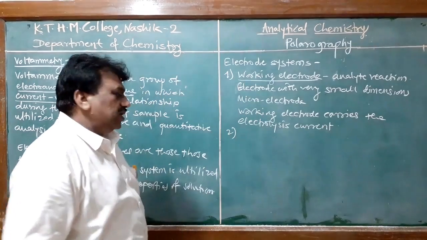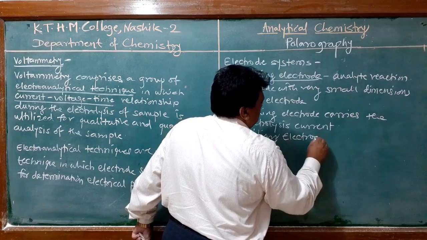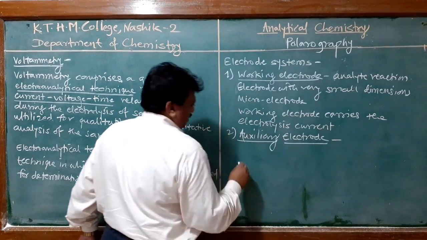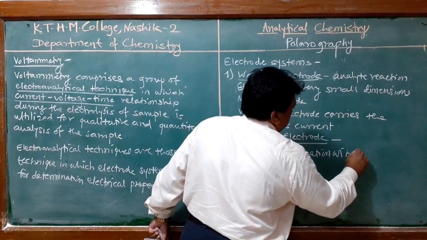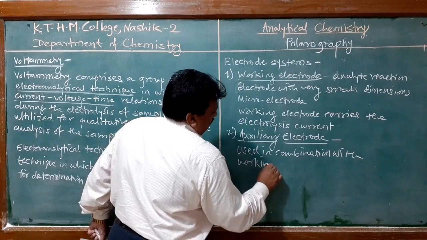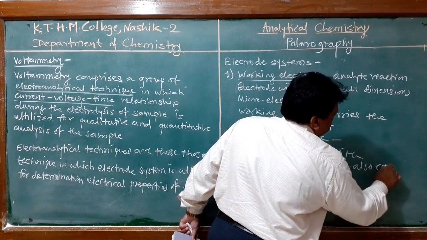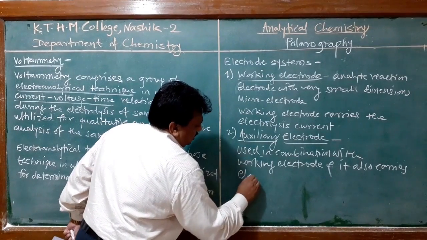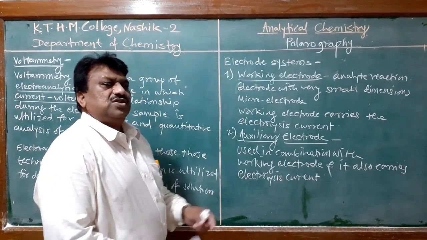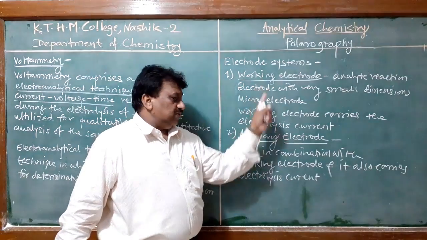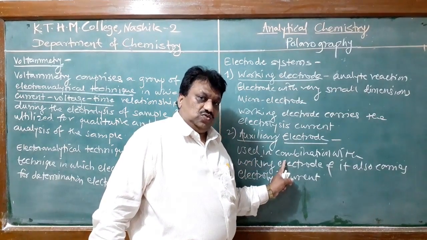The second electrode is known as the auxiliary electrode. The auxiliary electrode is used in combination with the working electrode, and it also carries the electrolysis current. But the dimension of this auxiliary electrode is very large compared to the working electrode. Therefore, polarization of this electrode is not possible, and no analyte reaction takes place on the auxiliary electrode.